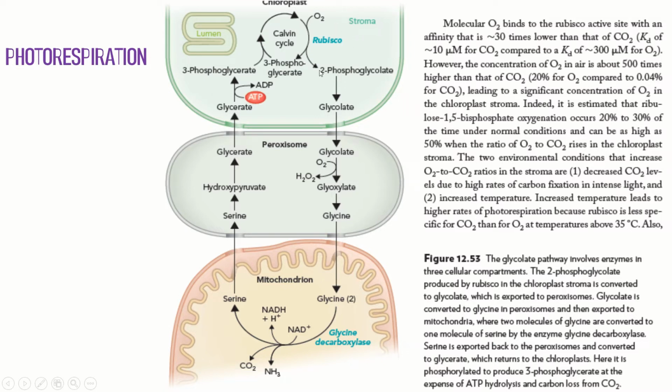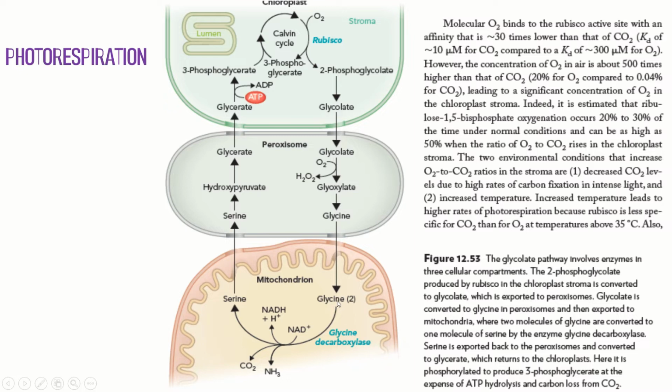It is mentioned very clearly. And then it is transformed into glycolate. This glycolate is moving out of the chloroplast and it is entering into peroxisome. In peroxisome, this glycolate is converted into glyoxylate, then it is converted into glycine. And this glycine is moving out of peroxisome and it enters into mitochondria, where 2 molecules of glycine are giving rise to 1 molecule of serine.